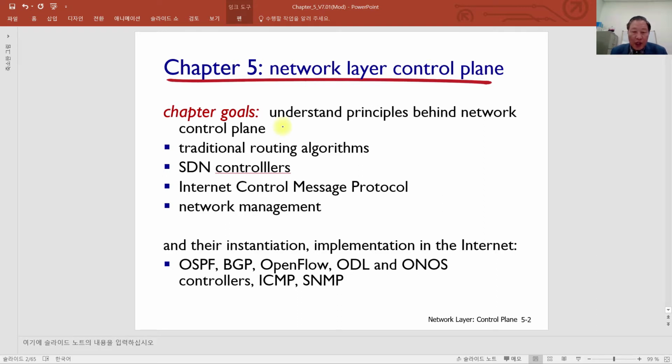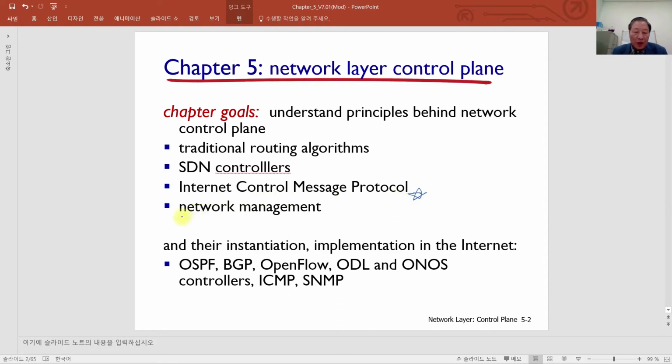We have traditional routing algorithms, thus we learn about that first. And after that, the advanced, newly introduced one, software-defined network controllers. And this one is a common protocol, Internet Control Message Protocol, ICMP. This one has been used for the ping command and the traceroute command.